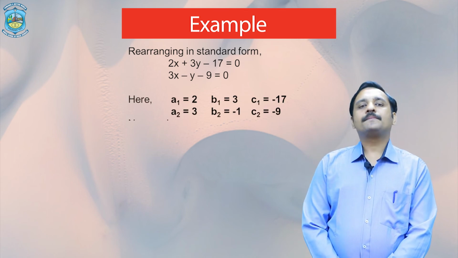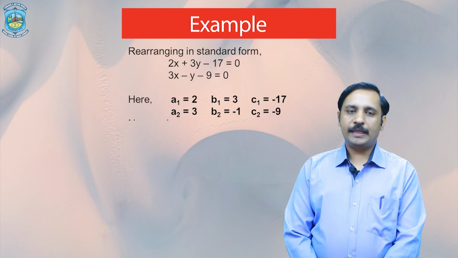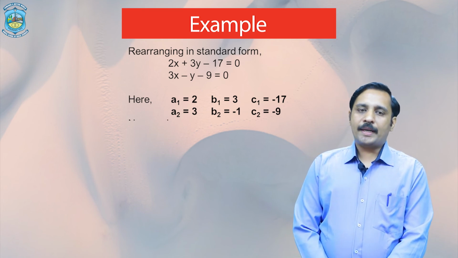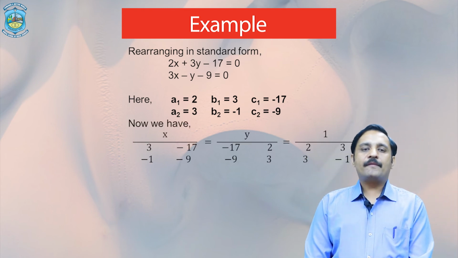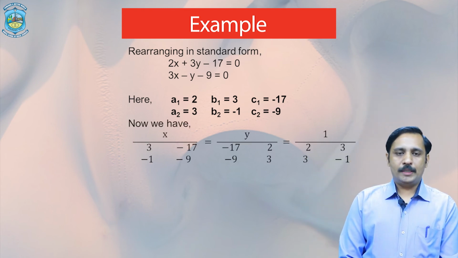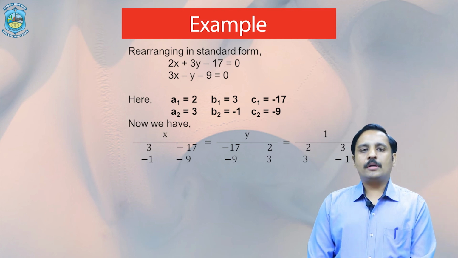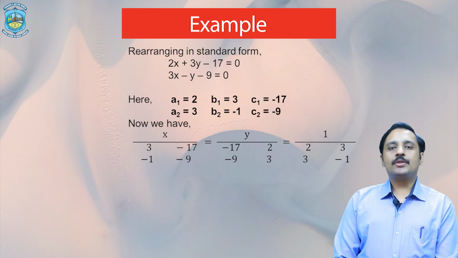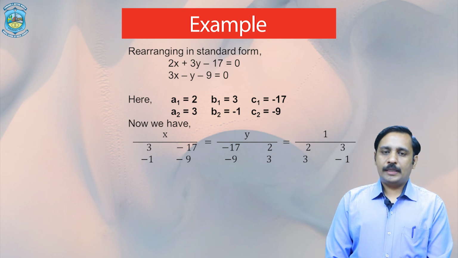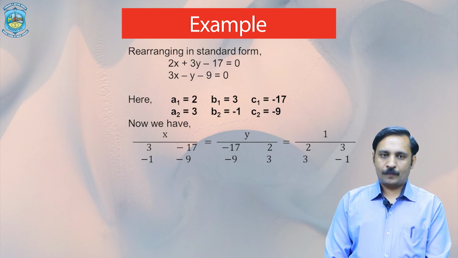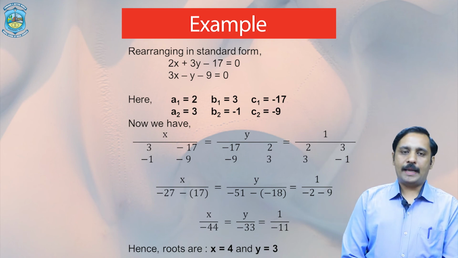Here the coefficients are a1, a2, b1, b2, c1, c2, that is 2, 3, 3, minus 1, minus 17 and minus 9. Simply we solve it. So we have x upon 3, minus 1, minus 17, minus 9, put a cross. Then we have y upon minus 17, minus 9, 2, 3, put a cross, and 1 upon 2, 3, 3, minus 1. On solving, we have the value of x as 4 and the value of y is 3.